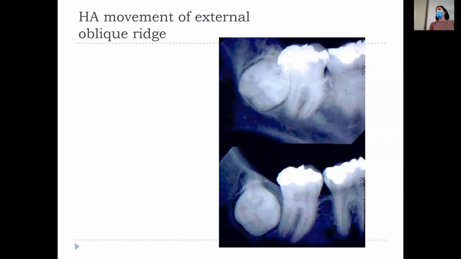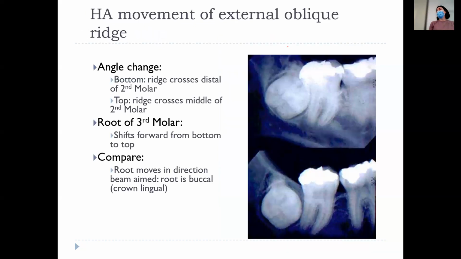We're going to see where the external oblique ridge comes to, close to the CEJ. Actually, the CEJ is down here, but it comes about maybe halfway up the crown of the tooth. And then we look at this one and it's kind of on top of the tooth. The external oblique ridge is now almost on the occlusal surface. So you can see that it's moved from one place to another place when you compare the two films.